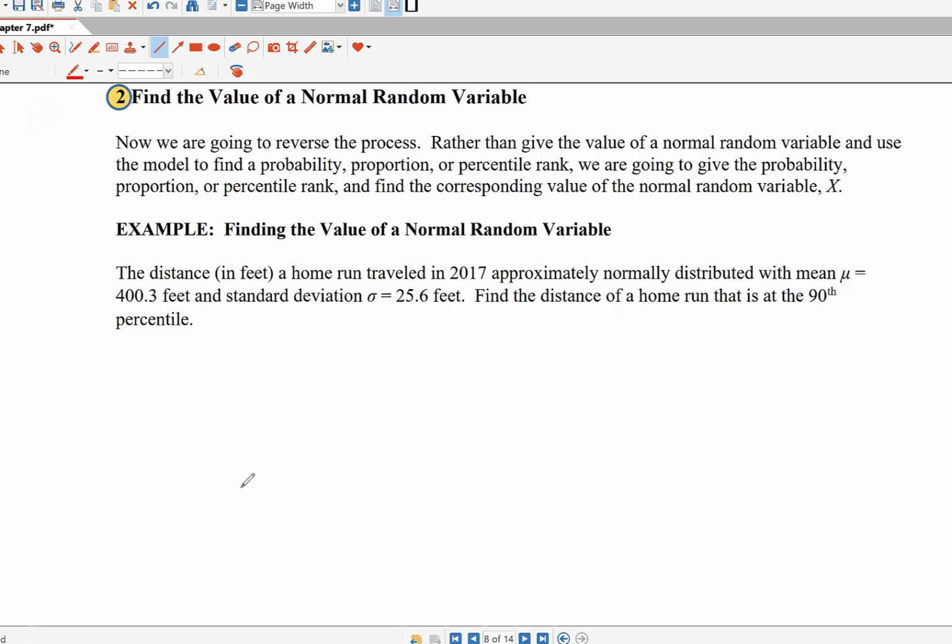So remember, when we talk about percentiles, we're talking about area to the left. So if we build our model, and notice every time I do a problem, I always build out this normal curve. Get in the habit of doing that. Now I have a question. Why is it always to the left for percentiles?